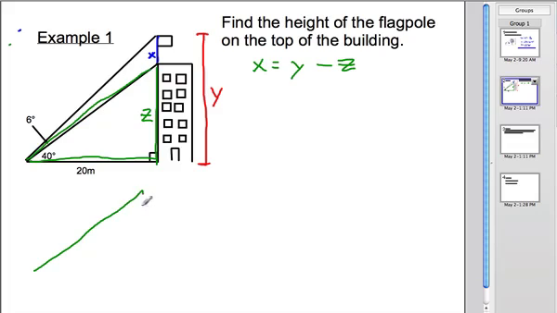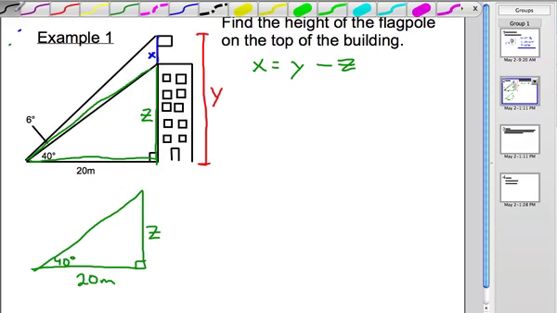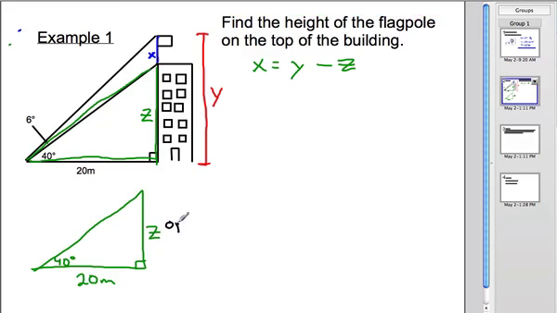This triangle, the green triangle, is the one that contains the side length z, and we've got a 40-degree angle, and this side is 20 meters. So we can find this distance z using trigonometry. This is the opposite side to this angle, this is adjacent, and that's the hypotenuse.